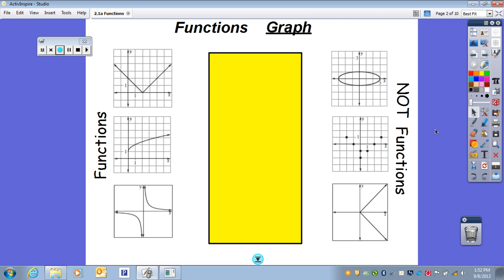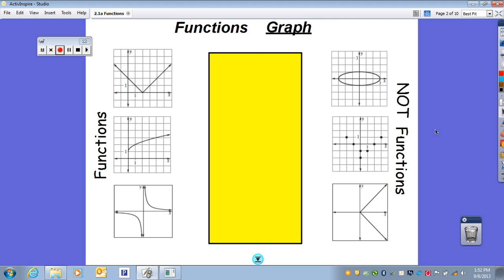Here I have examples of graphs. In the left column, you will see graphs that are functions, and in the right-hand column, you will see graphs that are not functions. Take a moment and look at these two sections of graphs and see if you can figure out why the left column is a function and why the right column are not functions.